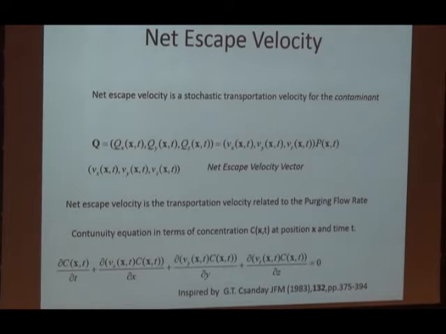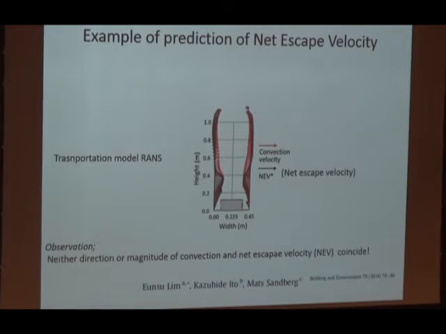Okay, now I will show you an example. Now we'll leave the equations. In this case, colleagues in Japan have predicted the net escape velocity and the transportation. Spelling not correct. The transportation model is the Reynolds-averaged Navier-Stokes equations that anyone who's doing CFD knows about. But this is a model.